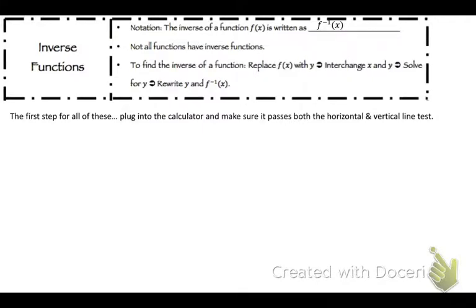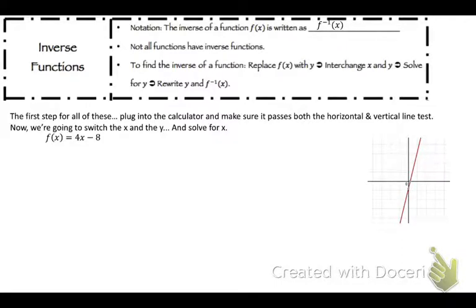Okay, so first step for all of these, plug into the calculator, make sure it passes both the vertical and horizontal line test. So we have f of x equals 4x minus 8. Well, I'm going to plug that into the calculator. That's the graph you get. That passes the horizontal line test and the vertical line test. So it is one-to-one. So the inverse is a function, so we're good.